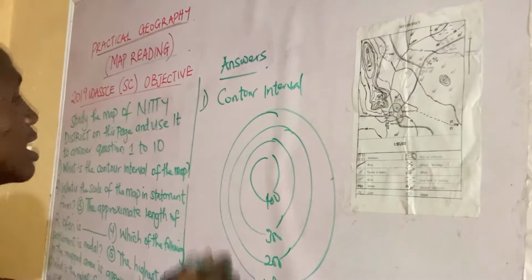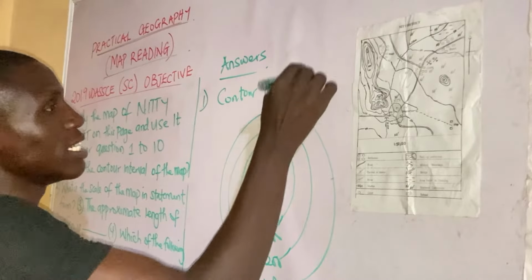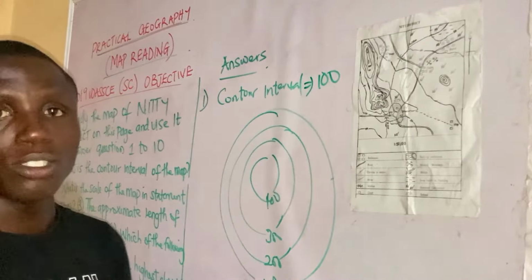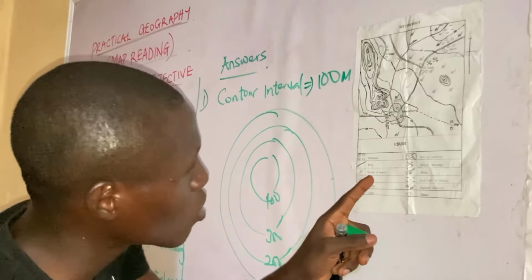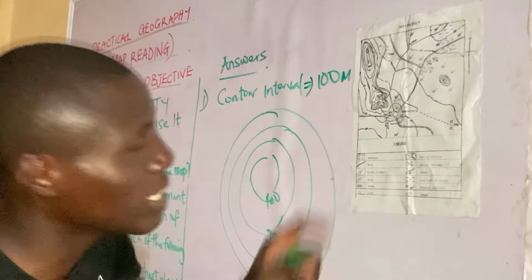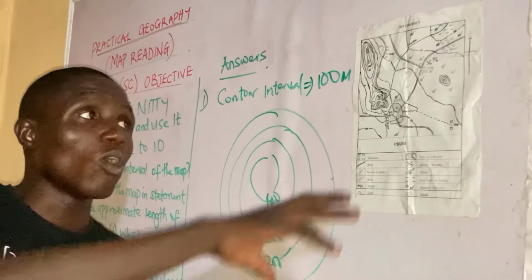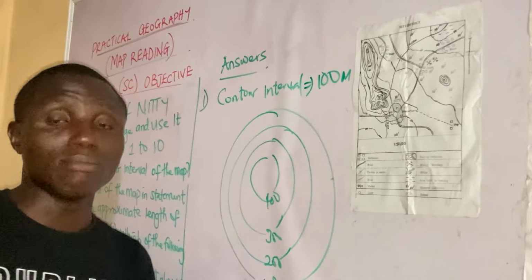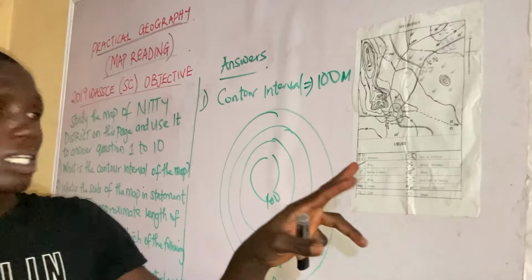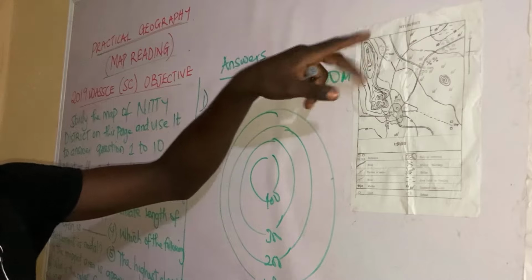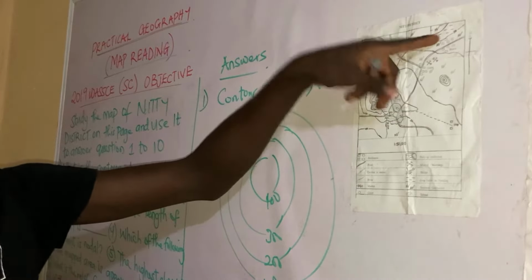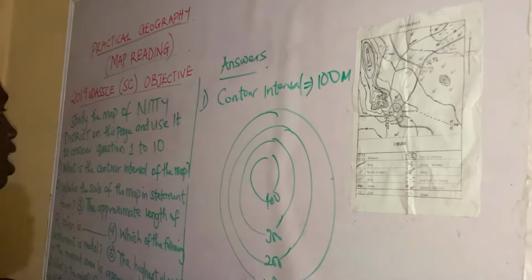So the answer here is, the contour interval here is 100. So 100 meters, because we were told that the contour is in meters. It's measured in meters, so it has been given for us. So the contour interval is just 400 minus 300, which is equal to 100.